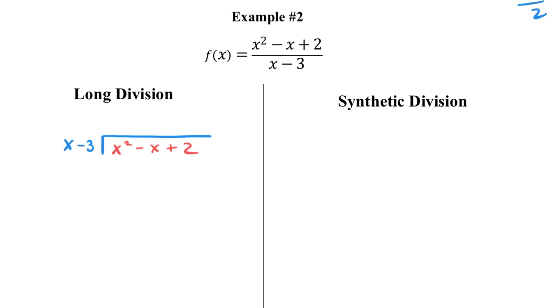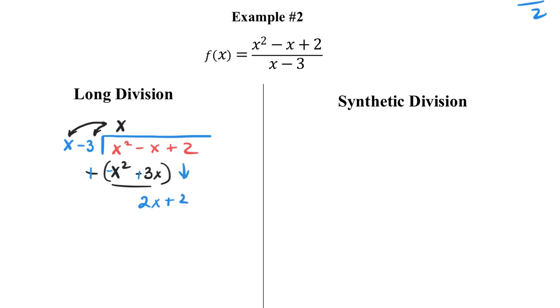All right, here I go. I have to take x times an x to get x squared. Now I multiply x times x squared. Show that with an arrow. X times negative 3, negative 3x. And then I subtract. When I subtract, I go positive, negative, and positive. X squared minus x squared is 0. Negative 1 plus 3 is 2x.